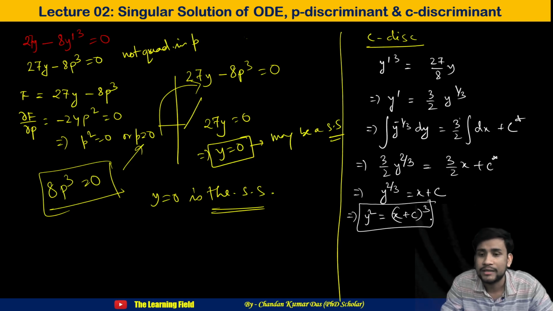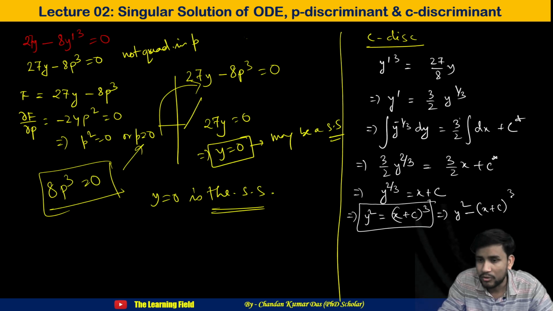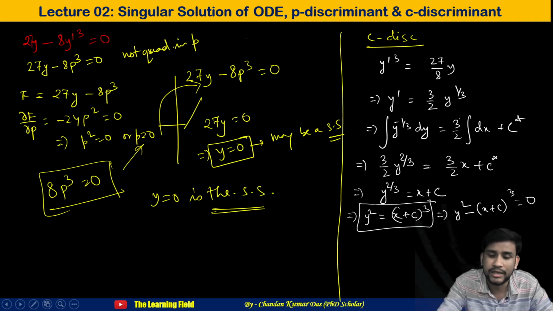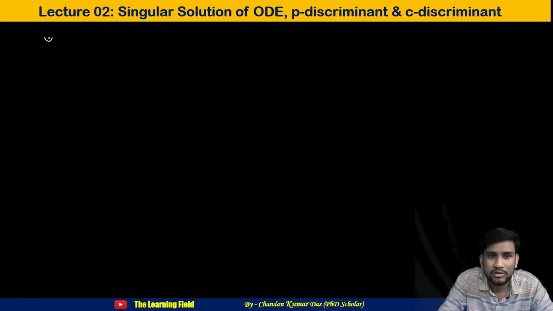Now we have to calculate del psi del c equal to 0. That means we can write y square minus x plus c whole cube equal to 0. And this we take as psi, suppose. So if we take psi of x, y, c, this is equal to, sorry, what?